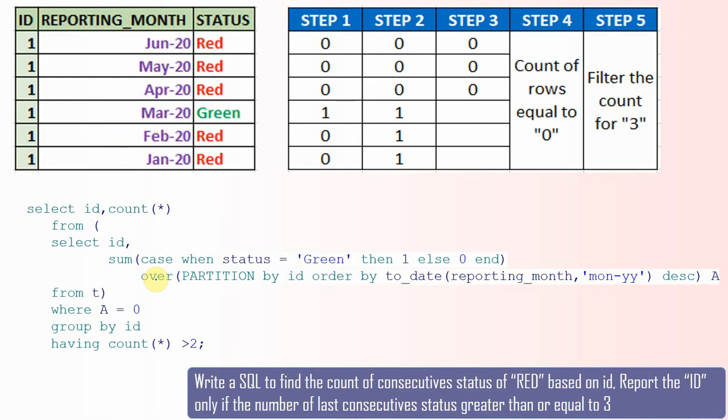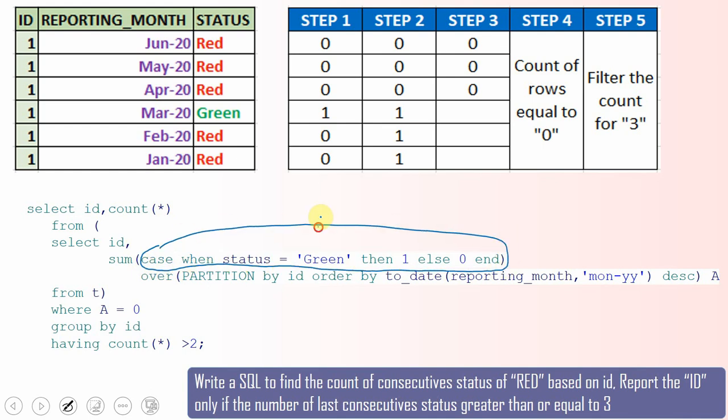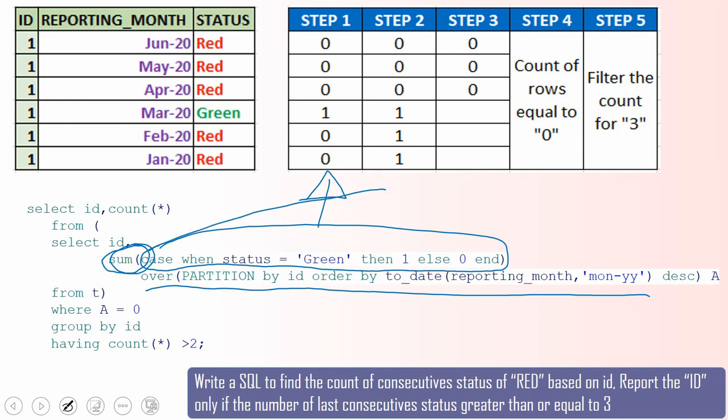Just to give you a quick recap, you can use either a case or decode to achieve step 1. Here I just put a case. So this is our step 1. In step 2 we are doing a cumulative sum, so I'm using the sum analytical function with the over and partition by clause. That is our step 2, computing the cumulative sum. In step 3 we are filtering for the records that are equal to 0 from step 2. So this is our step 3.